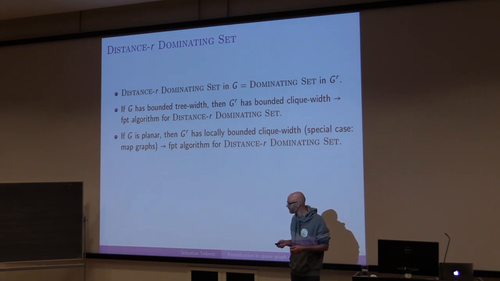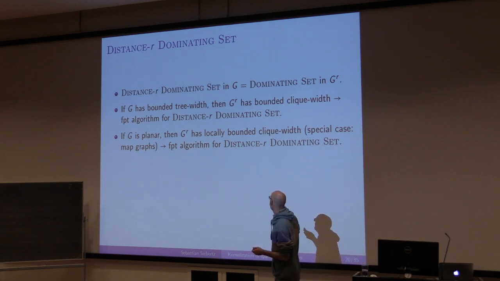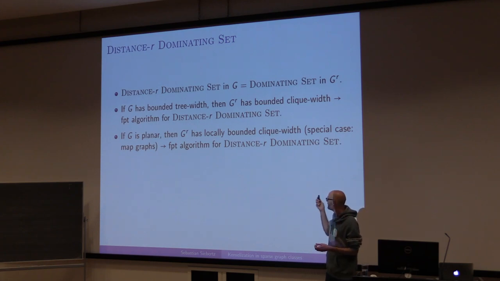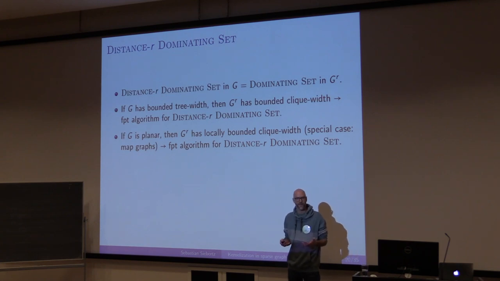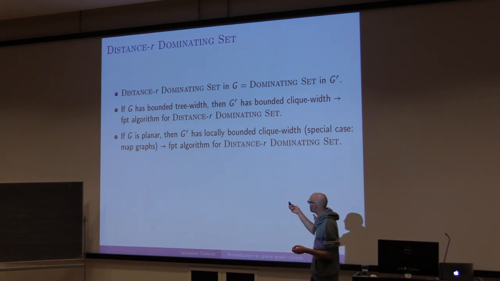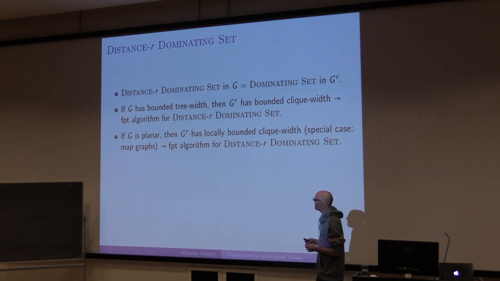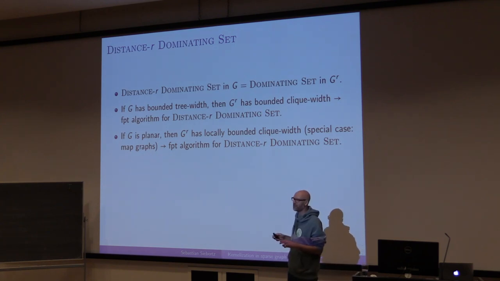However, we are losing the information, and from this cliquewidth alone, I cannot conclude that there exist cores, right? Because we observed the complement of a matching does not admit cores. Bounded cliquewidth graphs, yeah, it has bounded cliquewidth. So from this alone here, I cannot conclude that I have a core for distance r domination.